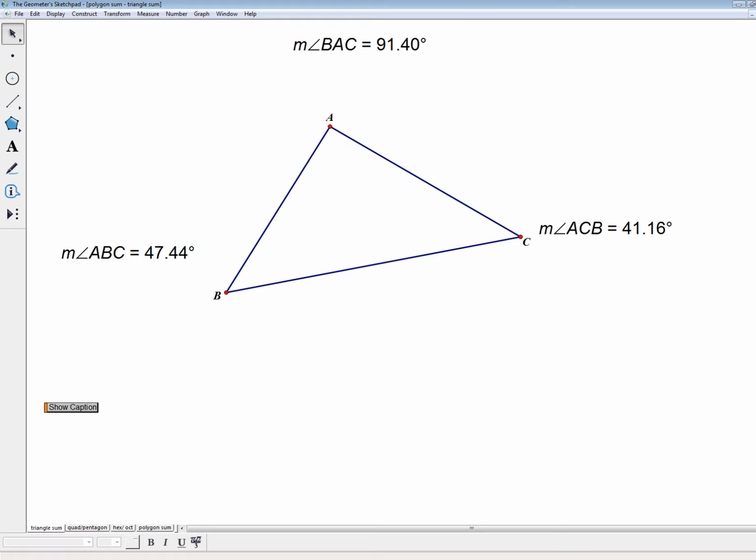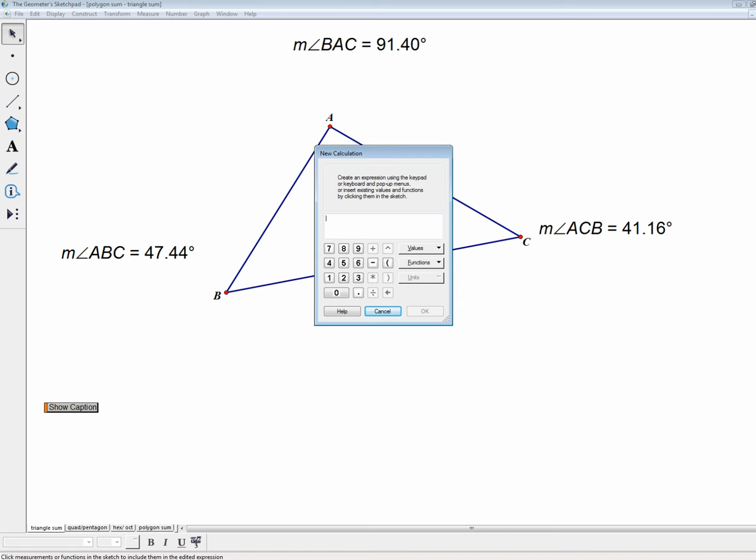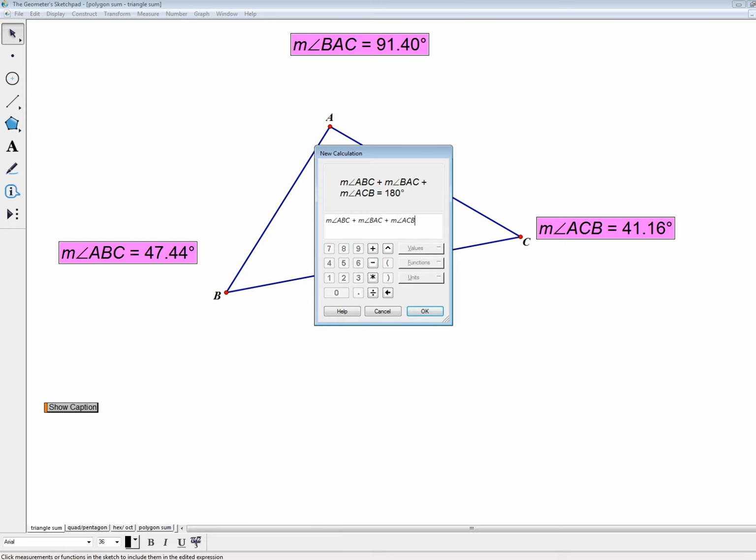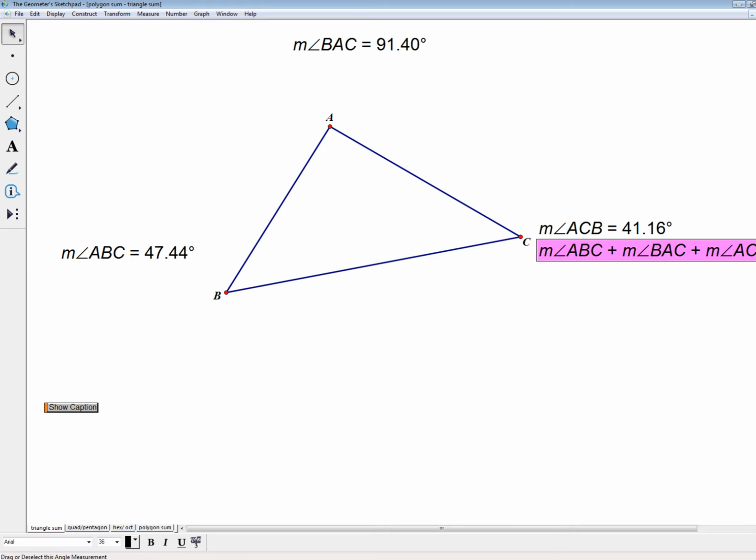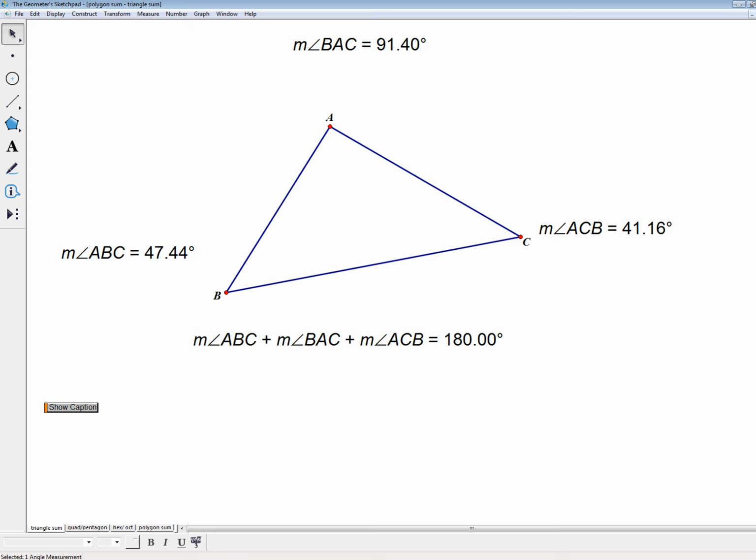And what I want us to look at here is I'm going to calculate the sum. And GSP is really nice because you can click on any of these dynamic measurements and add them to the calculation. And so I'm going to add these three together. And what do we get?